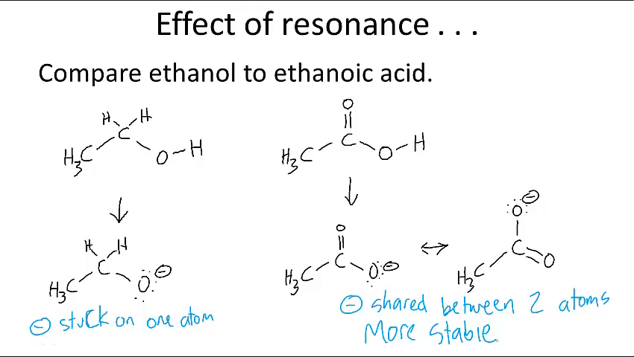So essentially the rule here is if the negative charge can be shared, that will stabilize the conjugate base, which will make the acid stronger. And if we look up the Ka's, this one's about 10 to the negative 14. This one, I keep saying pKa, I don't mean to. This one, the K is about 10 to the negative 5.